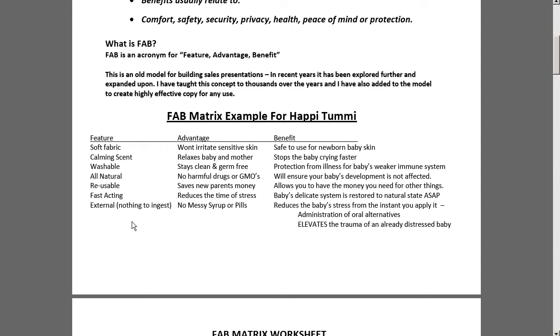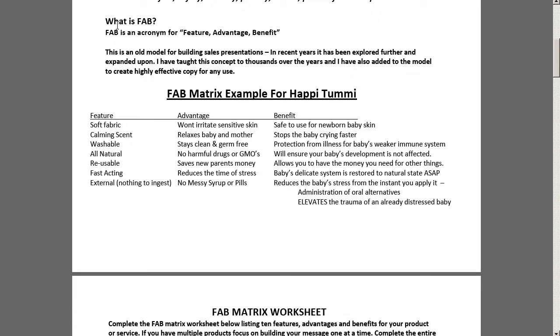And so what is FAB? FAB is an acronym for Feature Advantage Benefit, or the Feature Advantage Benefit model is known as the FAB model. This is an old model for building sales presentations. In recent years, it's been explored further and expanded upon. I've taught this concept to thousands of people over years and years, and I have also added to the model to create some highly effective means for building copy that you can use in just about anything.